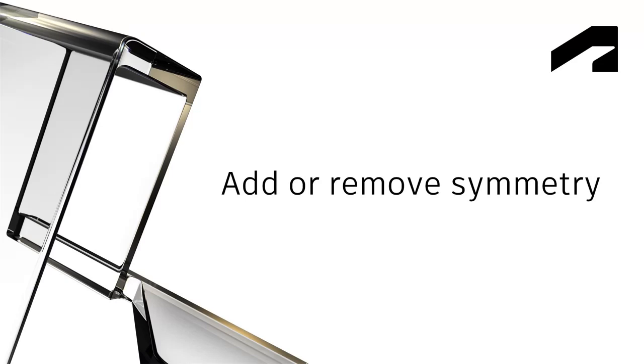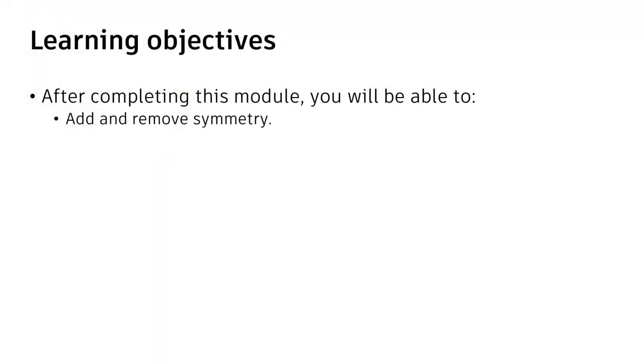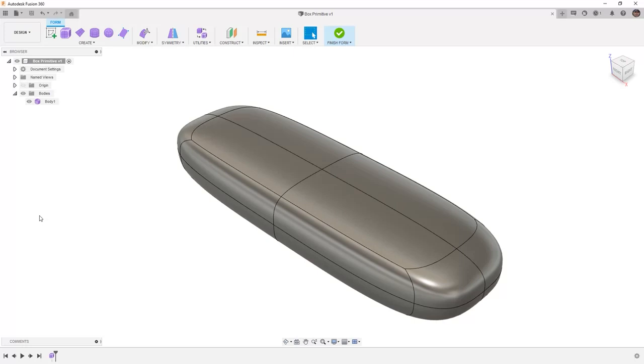Add or remove symmetry. In this video, we'll add and remove symmetry. In Fusion 360, we want to carry on with our box primitive. We want to start understanding how we can add and remove symmetry from a design.